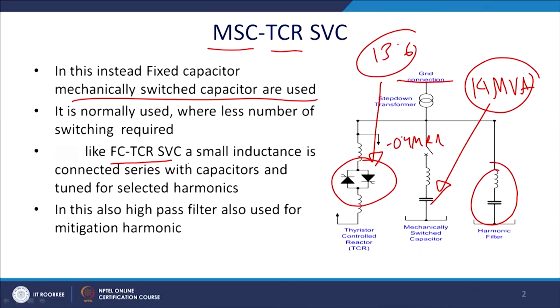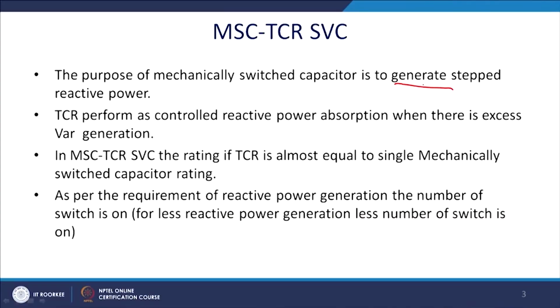It is the same as the fixed TCR SVC: a small inductance is connected in series with the capacitor and tuned for the selected harmonics, and apart from that there should be a harmonic suppression filter. It is also a high pass filter used for the mitigation of harmonics. Now, the purpose of the mechanically switched capacitor is to generate stepped reactive power. I will show it in the next slide when it is switched on. So, reactive power capability will change, because you are increasing the admittance of the line, thus more current will flow and you will inject more MVAR.